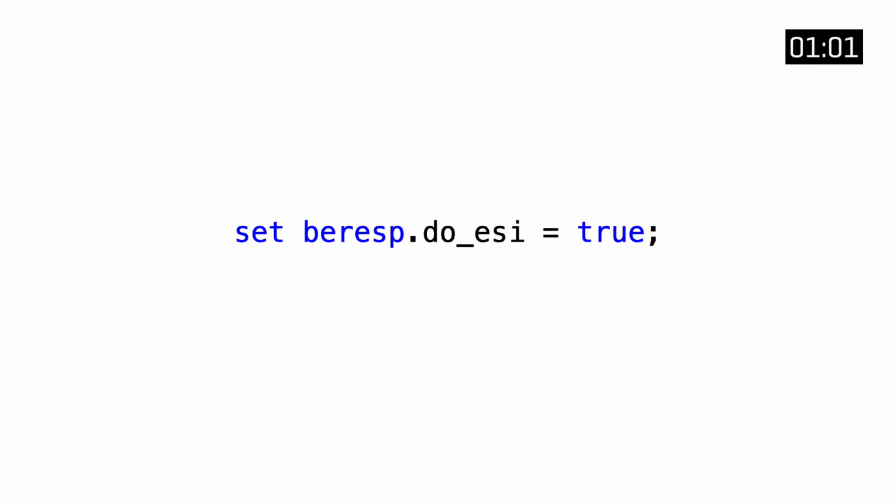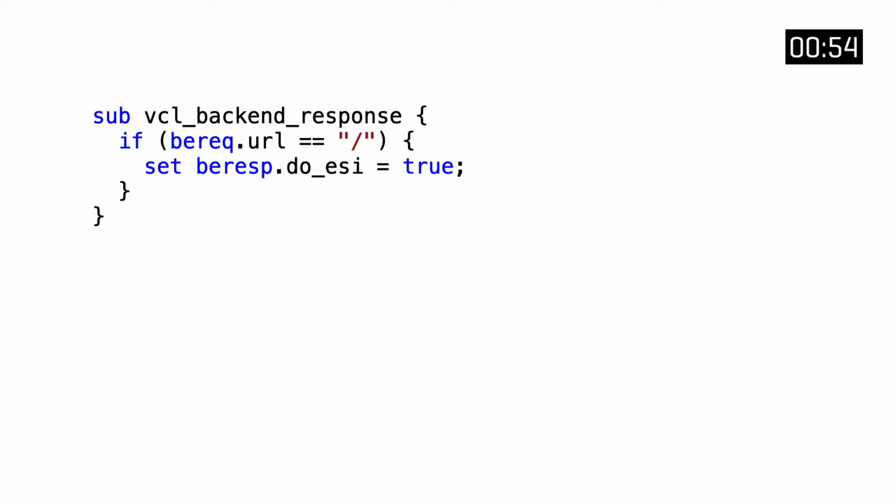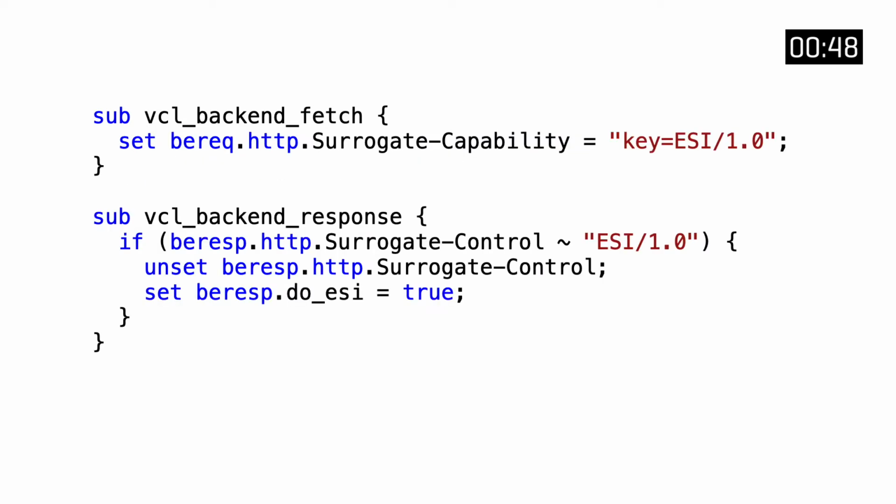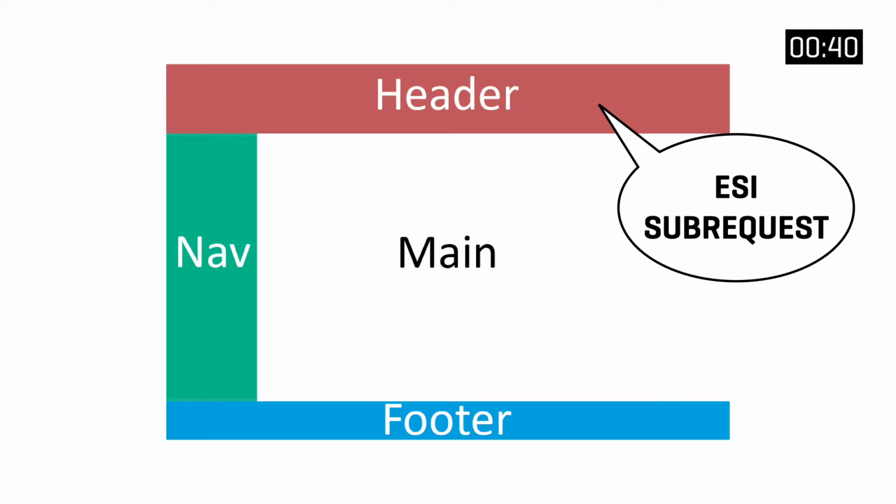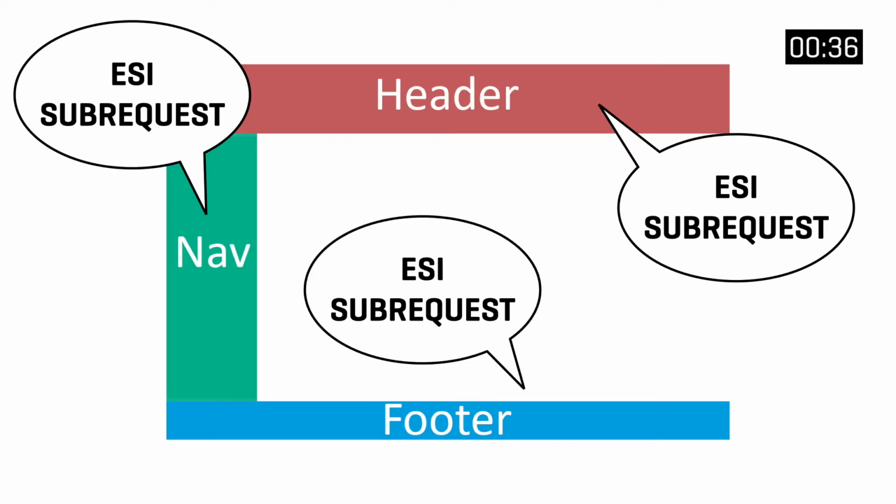ESI parsing can be triggered by enabling the bresp.do_esi variable in your VCL code. And in terms of implementation, it could be triggered when a specific URL is matched, when the content type is assumed to be text-based content, or more intricately, by waiting for a Surrogate-Control header containing ESI that might be sent by the origin application. This means the header would be loaded through an ESI subrequest, but it's also possible that the navigation and the footer are also loaded through ESI subrequests.